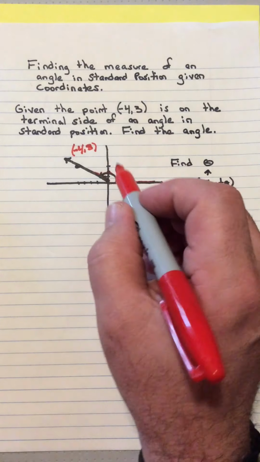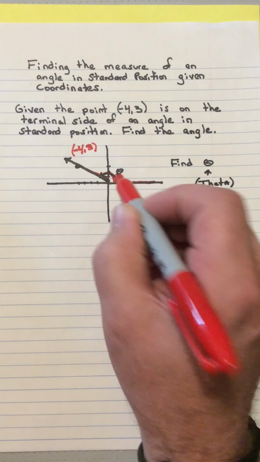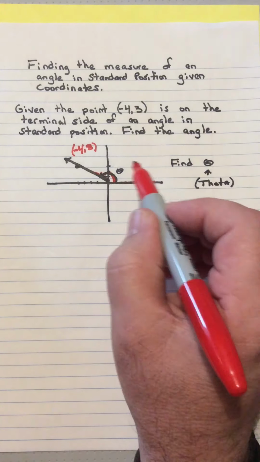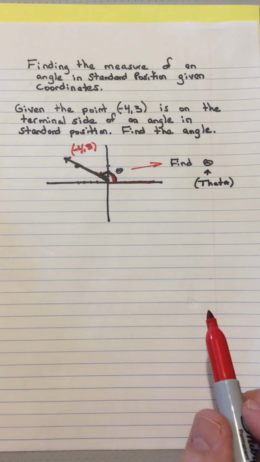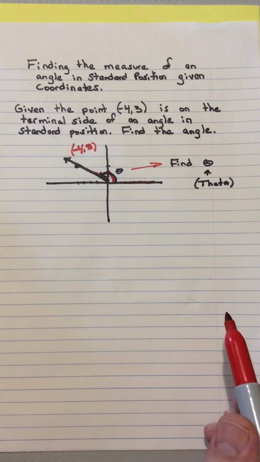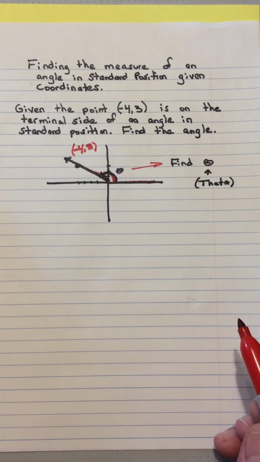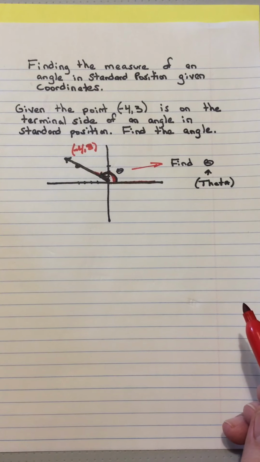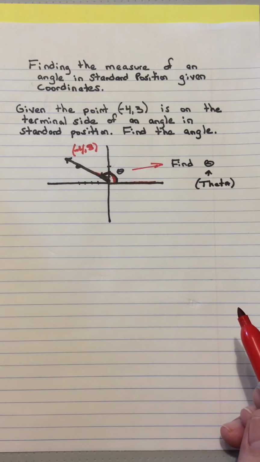We want to find the measure of this angle. How far did I rotate off of the positive x-axis? And we're going to call that angle theta, a Greek letter. In order for me to find this angle, it's hard for me to do that because it's bigger than 90 degrees.